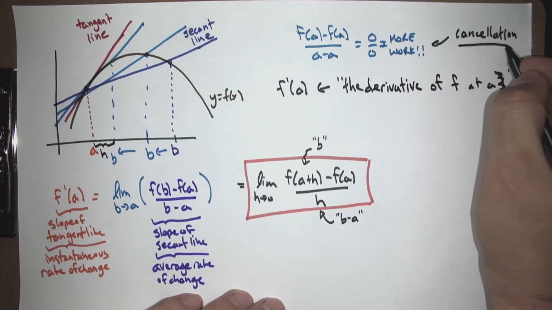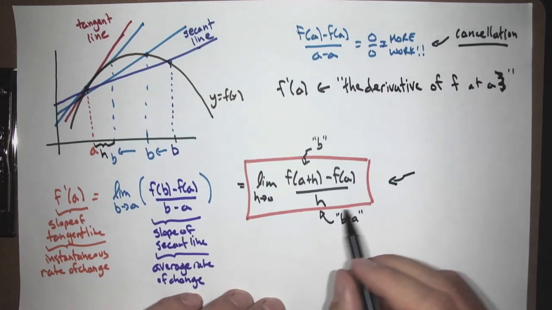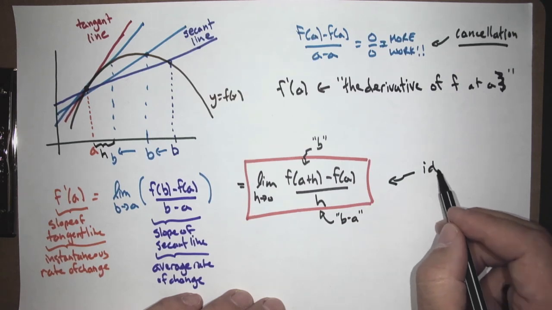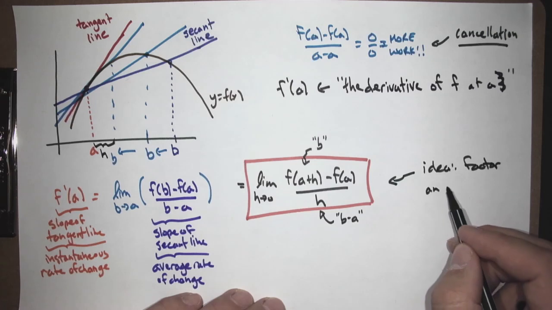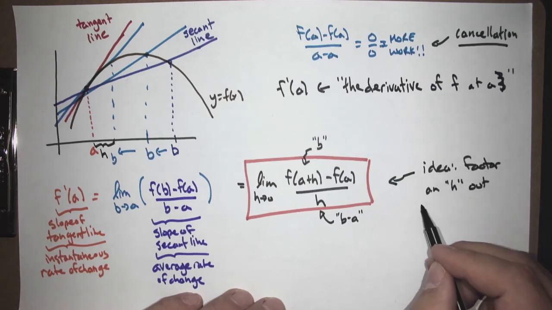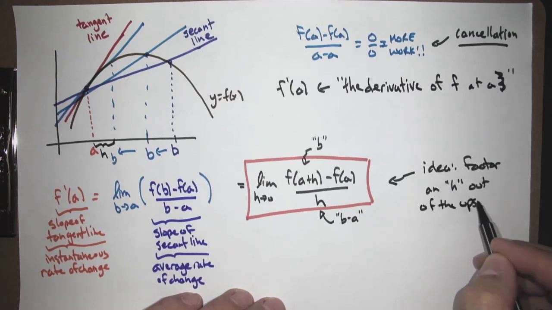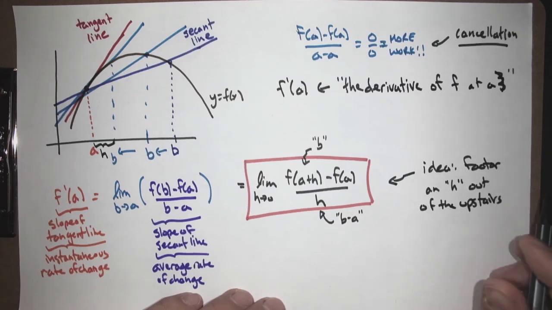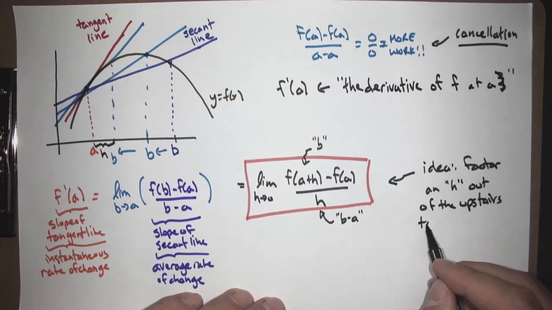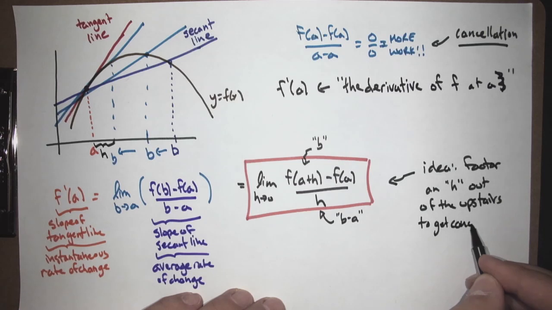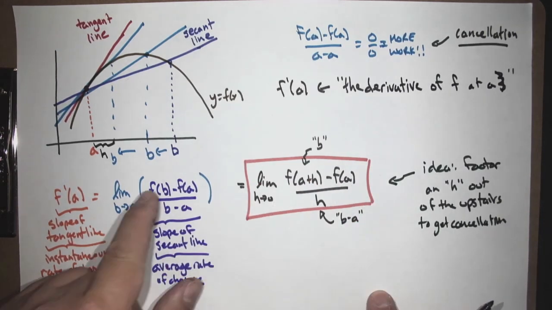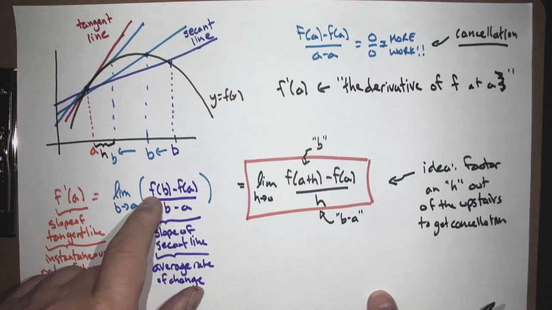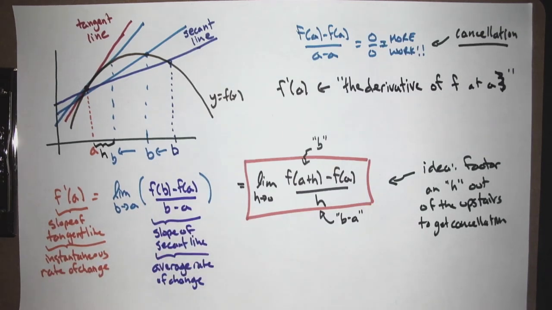That's what you're doing. So what makes this very nice is if you have an h downstairs, the idea is, okay, factor an h somehow out of the upstairs, and then you get cancellation. Now that's not 100% true, but it's like 95% true. So this is your more work. The reason this becomes easier is it's easier to ask how can I pull an h out of the top than to ask how can I pull a b minus a out of the top. So that's why this is a much more convenient expression to work with.